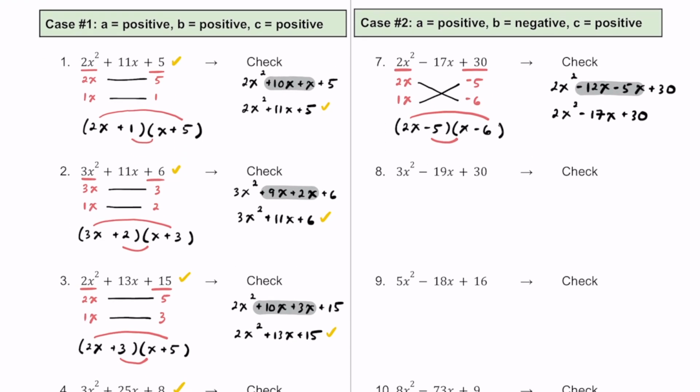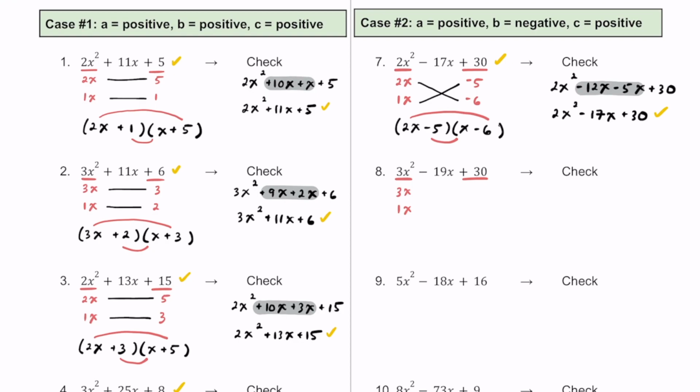So let's go ahead and check out number 8. For number 8, we have this 3x squared minus 19x plus 30. Now 3 is prime, so we know this has to be 3x and 1x, okay? And this 30 is going to be composite. So we know it's not going to be 5 and 6 or negative 5 and negative 6, just because we couldn't get negative 19 last time.